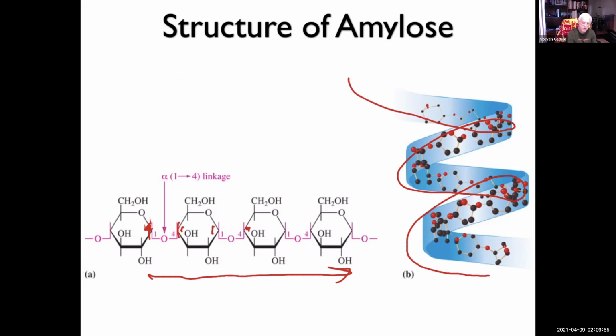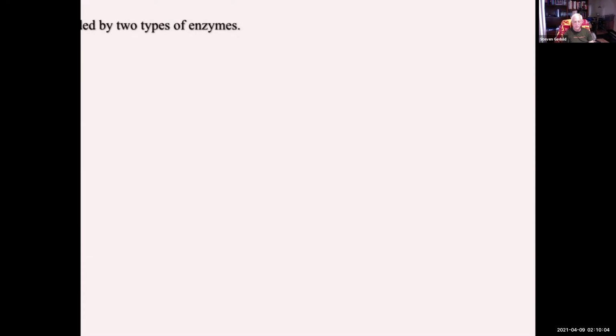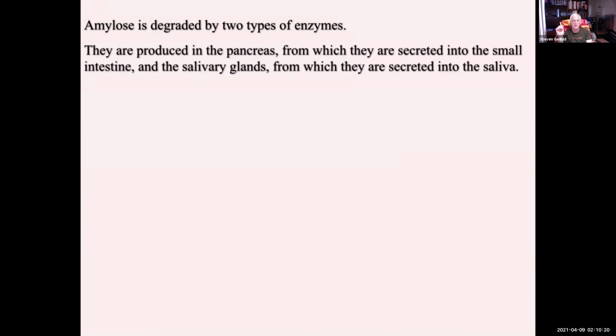So amylose, remember, is linear, and it's a 1,4 glycosidic linkage. Amylose is degraded by 2 types of enzymes. It does no good to store it if you can't break it down when you need it. So the plants store it so they can have that energy when they need it. You can break it down with 2 types of enzymes. They're produced in the human body, where we eat starch, in the pancreas, which secretes into the small intestine.